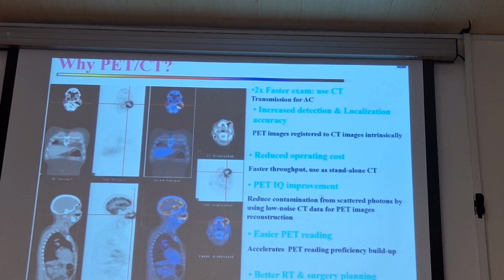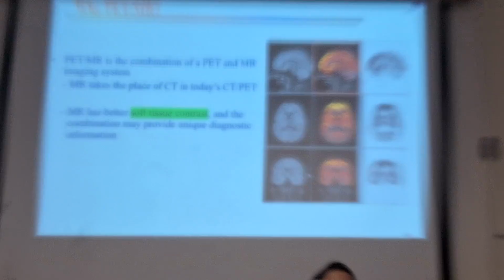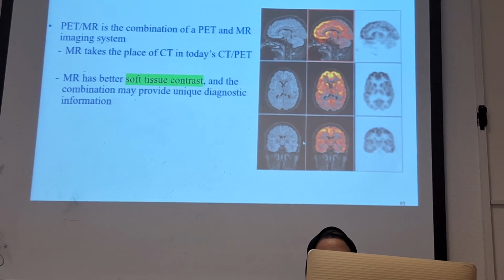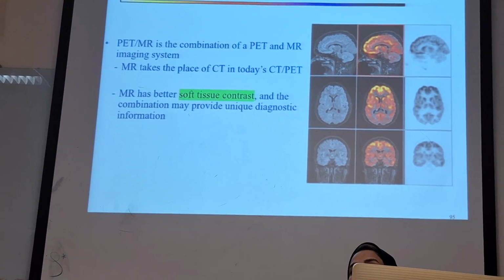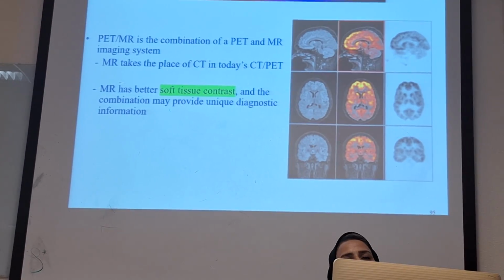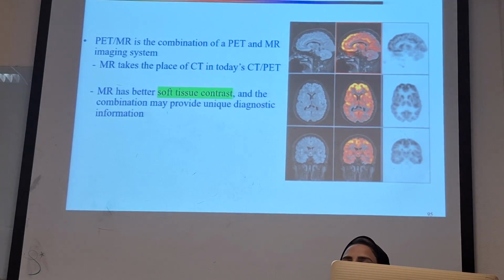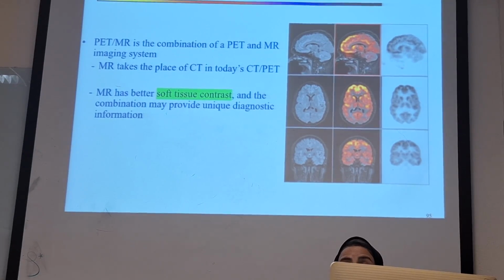Improve image quality. And in the newer ones we have another instrument, PET MRI. This is a very new instrument in nuclear medicine. It combines MRI with nuclear medicine or PET.